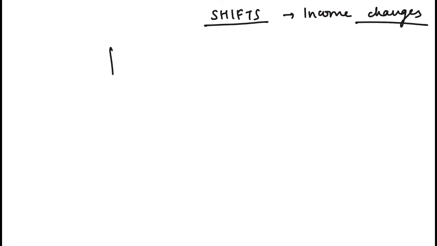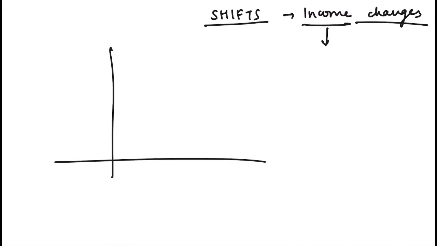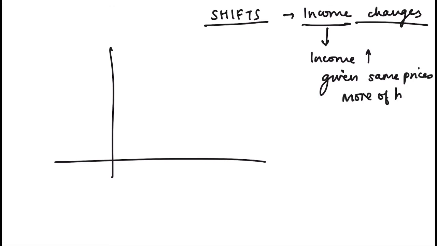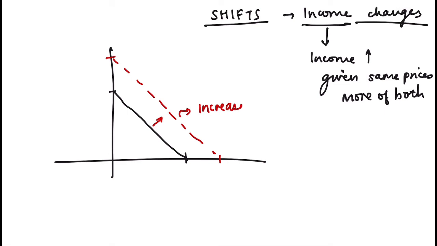Well, shifts happen when the income changes. So this means that now the consumer can buy more of both goods or less of both goods depending upon what change happened to the income. If the income rises, then given same prices, the consumer can buy more of both goods. And therefore, if this was the initial intercepts, now the intercepts move outwards and therefore the budget line shifts upwards. This happens with increase in income.